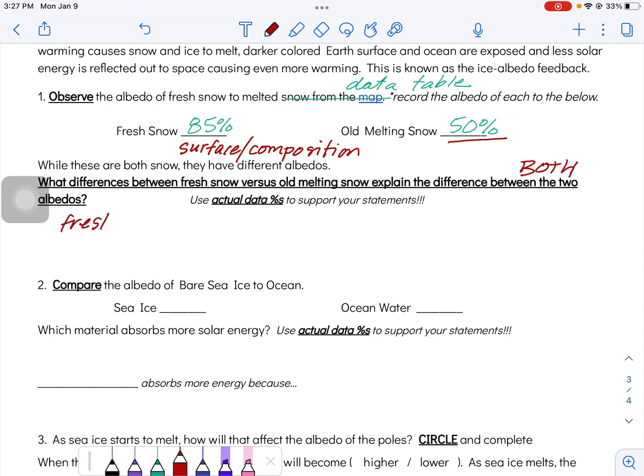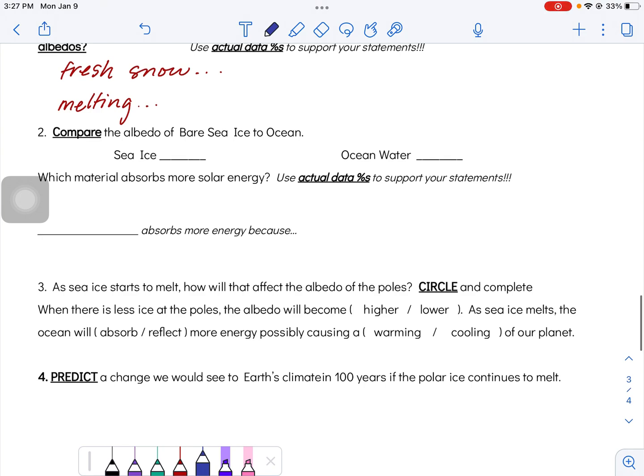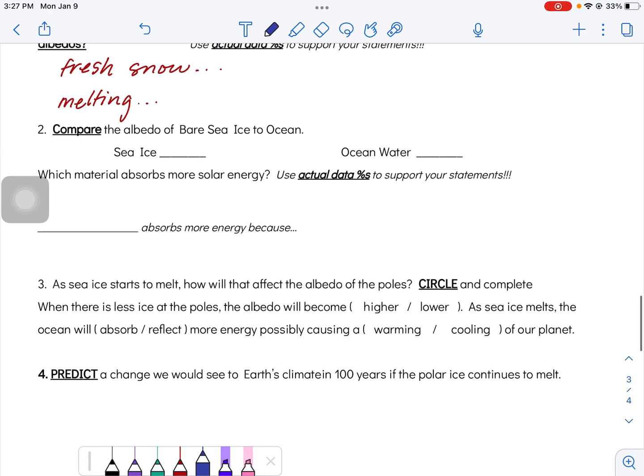Fresh snow has this albedo because, melting snow has this albedo because, and explain it out. Same idea down here, we're doing a comparison, bare sea ice to the ocean. So scroll back up, check out sea ice compared to your ocean water, and record. Looking at the reflectivity, which one then absorbs more? So which one has really a lower albedo, and your reasoning.